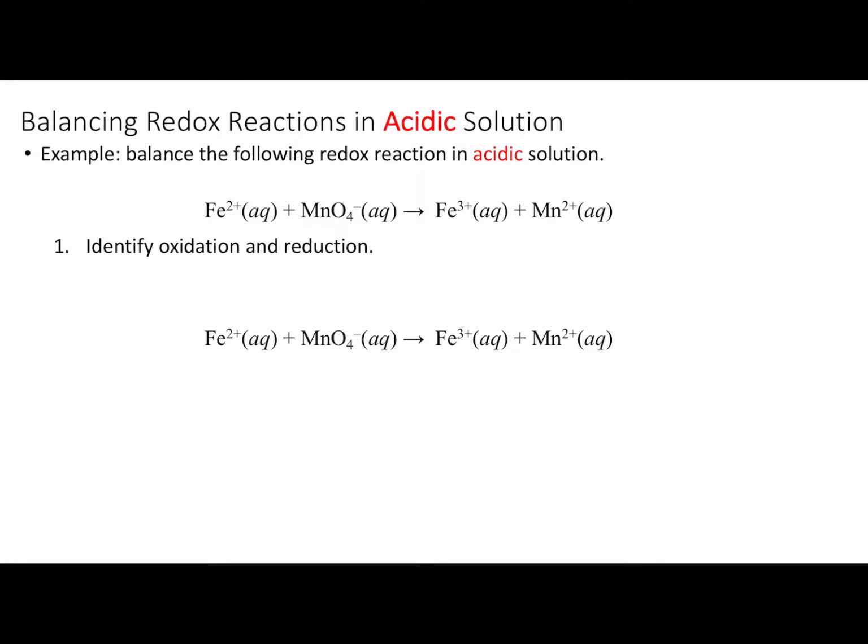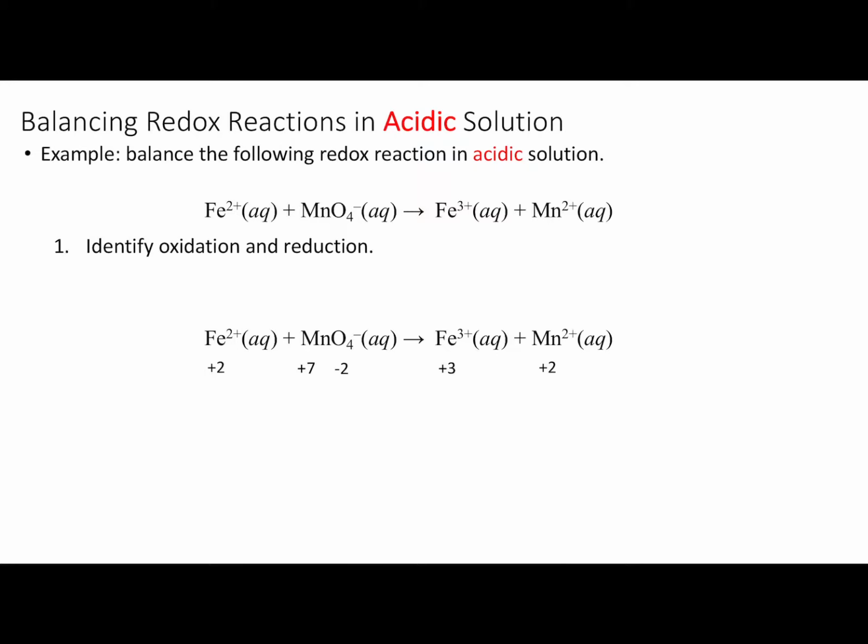The reaction we'll look at today is iron 2+ reacting with the permanganate ion to produce iron 3+ and manganese 2+. The first step in our process of balancing this in acidic solution is to identify what is oxidized and what is reduced, or identify oxidation and reduction. To do this, the first step is to assign an oxidation number to each atom in the reaction. And you can see that I have done this here for each atom. That's not the focus of this discussion, so you'll just have to trust me that those oxidation numbers are correct, but they are assigned to each atom.